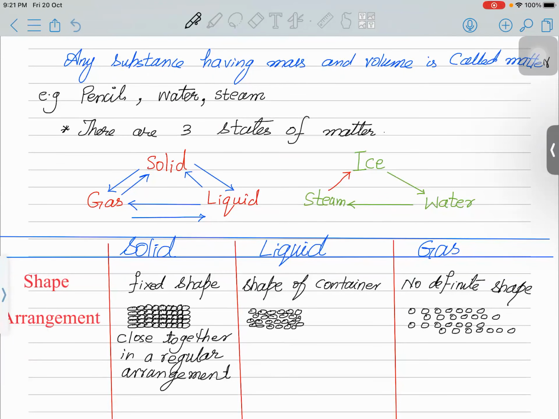So we can change states of matter. We can convert any solid into liquid and liquid into gas. For example, we have ice, we have water, we have steam. So these three materials are made up of the same material. So it means there are three states of matter: solid, liquid, and gas.